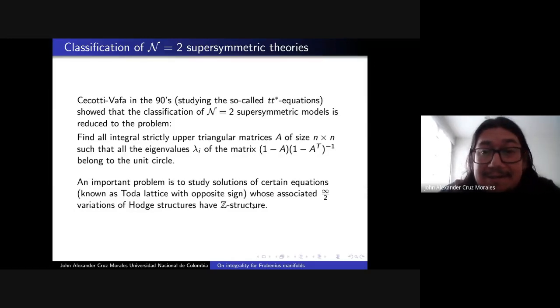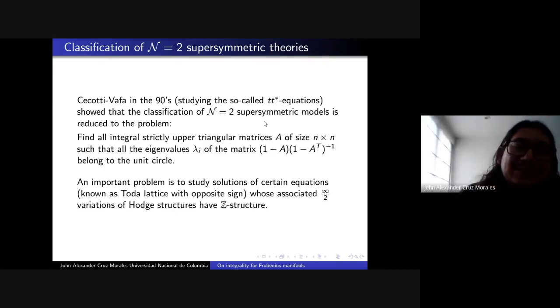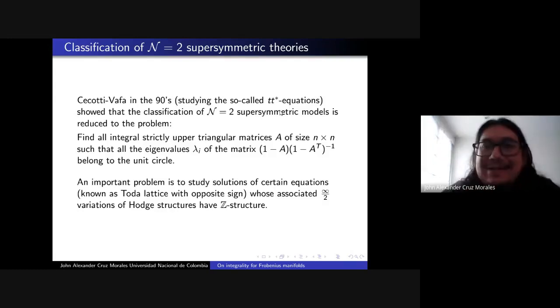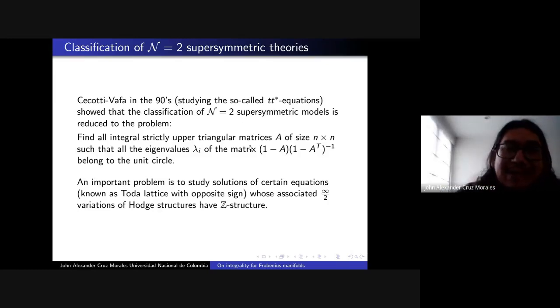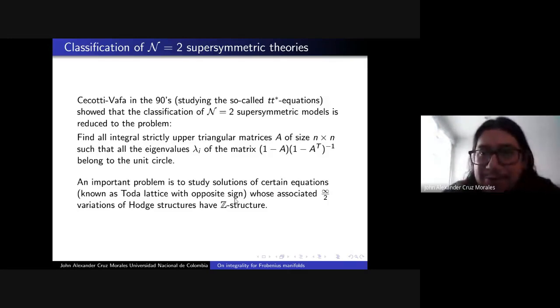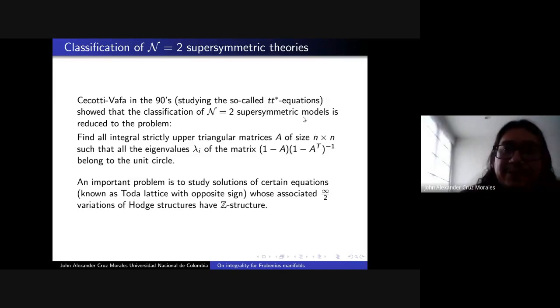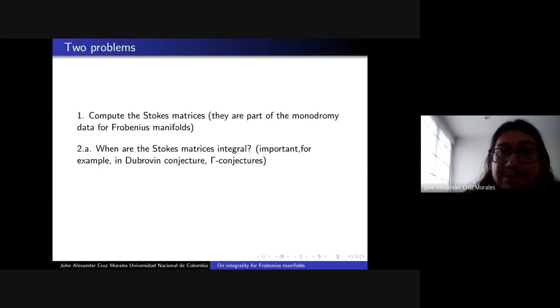Actually, there is this theorem. It's not really a theorem, it's a kind of folklore result. It should be proven that the Stokes matrices for the TT star equations and the Stokes matrices for the associated Frobenius manifold are equal. In some sense, the Frobenius manifolds are the holomorphic part of the TT star equation. So in that sense, this problem by Cecotti and Vafa can be reformulated as the problem of finding the Stokes matrices for some Frobenius manifolds and looking at the integral Stokes matrices. So we want to compute some Stokes matrices for some Frobenius manifold and look at the integral ones.